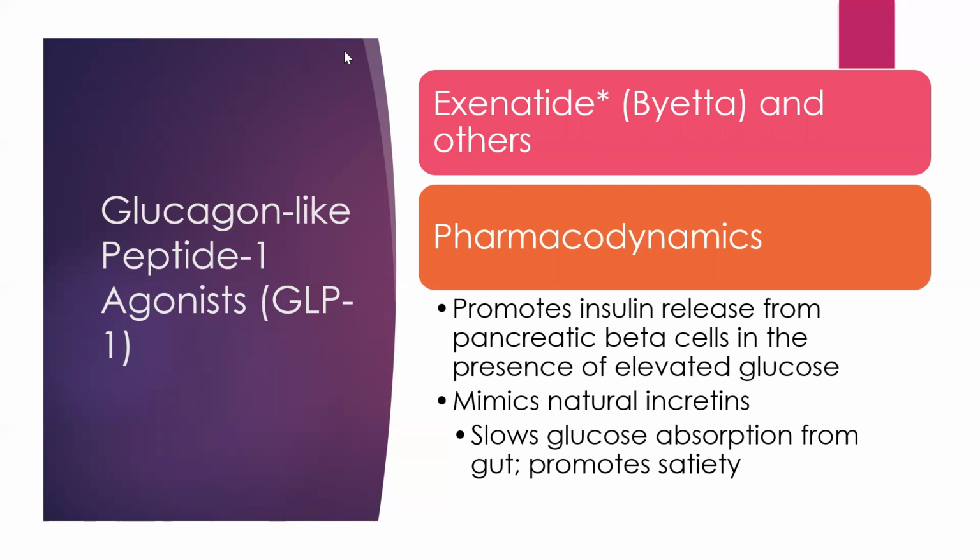All right, next we have glucagon-like peptide 1 agonists, or GLP-1s. This is another one that is going to be for our type 2. Who has Byetta? Tell me about Byetta.